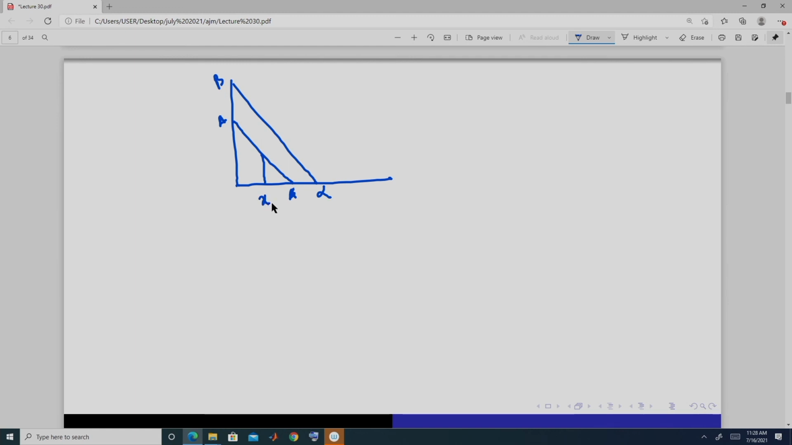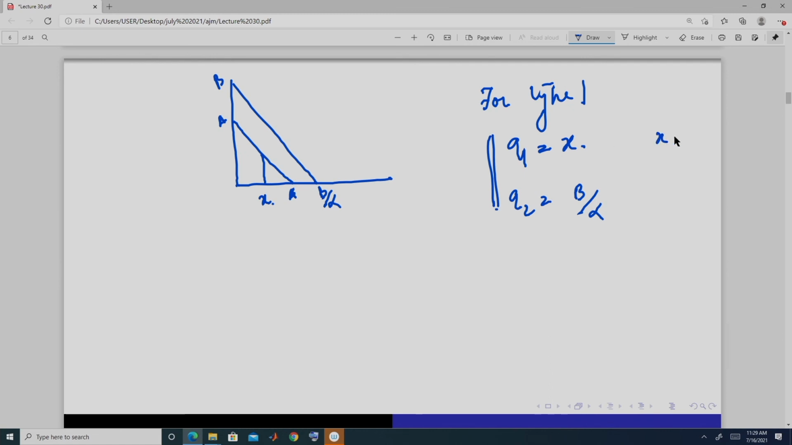Suppose this is x. Suppose for type 1, Q1 is x, and for type 2 it is B by alpha. Okay. This is the package. And here x should lie within this range. Okay. It can be A also.